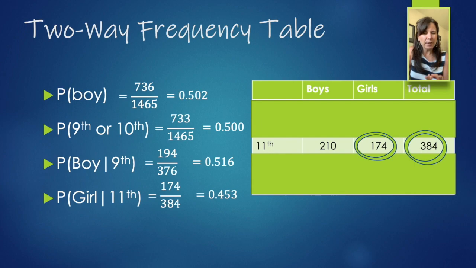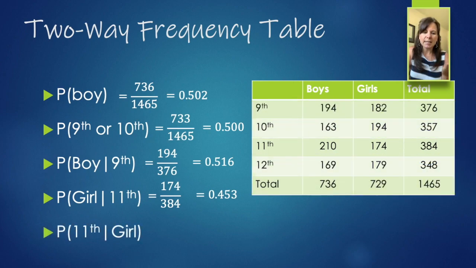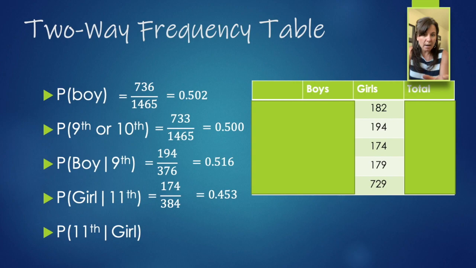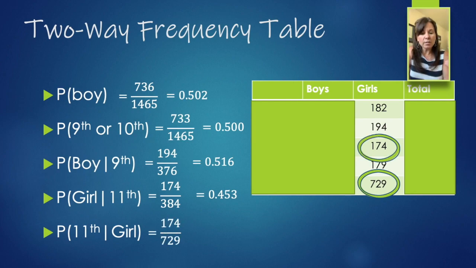What happens if we flip-flop those? Instead of girl given 11th grade, what if we did an 11th grader given that she's a girl? Does it change the probabilities? Let's check it out. We're gonna zoom in on the girls. So now we're only focused on these 729. Still 174 of them, but if you take 174 divided by 729, you get about 24%. So girl given 11th, not the same as 11th given girl. So be very careful. What is the given information and what's the probability you're looking for?